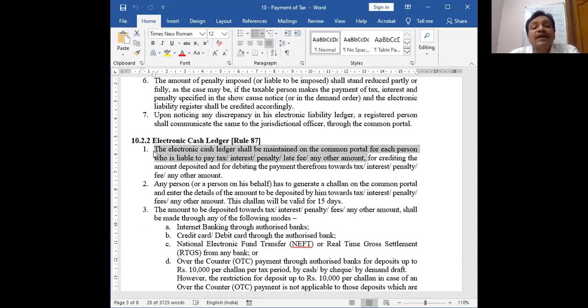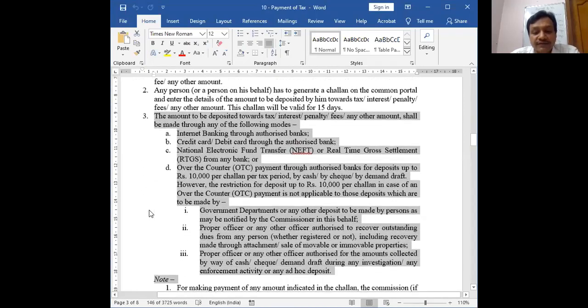And why is this electronic cash ledger required? For crediting the amount which you deposit and for debiting the payment which you make. So whatever you deposit, that will be credited, and whatever you withdraw to pay tax, that will be debited. That's it. Now these are some of the modes given for how you can deposit your taxes: internet banking, credit card, debit card, NEFT or RTGS from any bank, over the counter payment, etc.